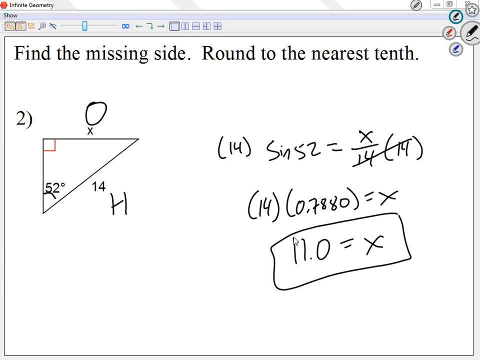So when the x is on top, like in our case, notice how we ended up multiplying. When the x was at the bottom, like in question number 1, we ended up dividing. So some you will multiply, some you will divide.